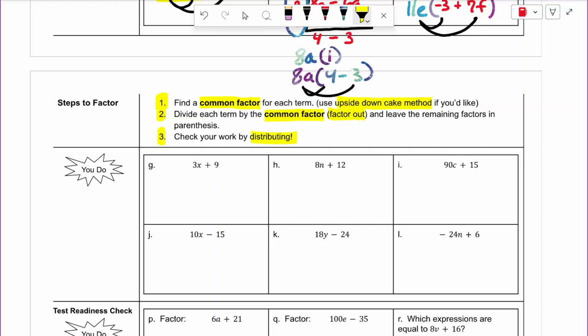All right, now it's the you-dos. So go ahead and pause the video and try G right now with upside down cake method. Pause now. Okay, there's the answer. So remember, this 1 times x right here is actually just x. So remember how to check this? This is step 3. 3 times x and 3 times 3. Is it what we started with? Sure is. Pause the video and try H now.